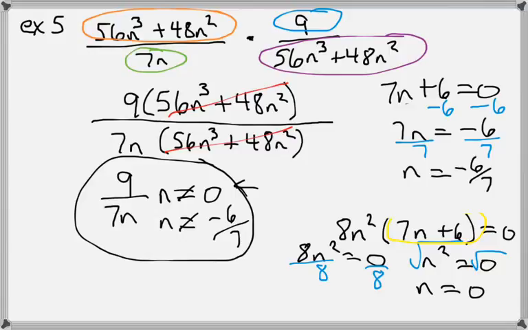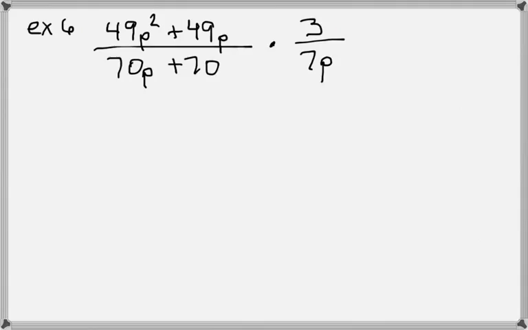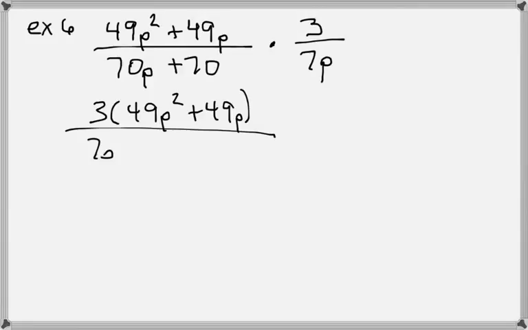Let's look at another example. Looking at this one, again, our rules and our process aren't going to change. I'm going to take numerator times numerator. So I have a 3 times 49p squared plus 49p. And in the denominator, I have a 7p times 70p plus 70.